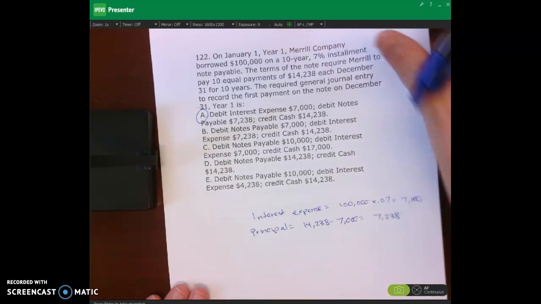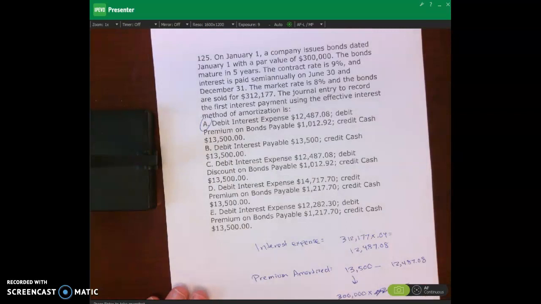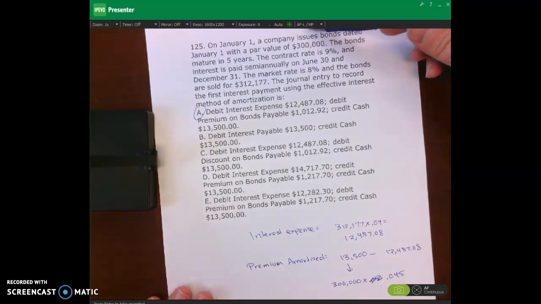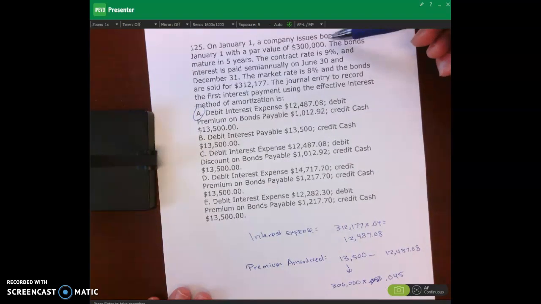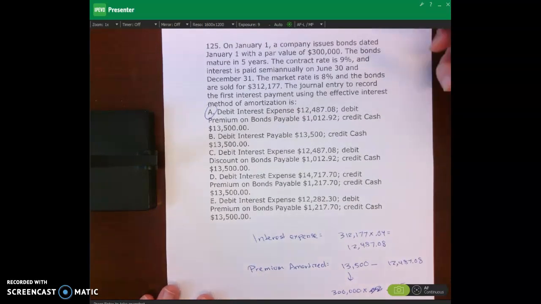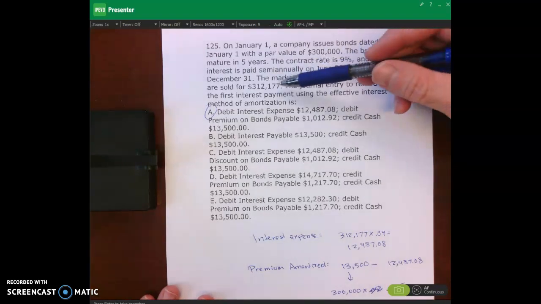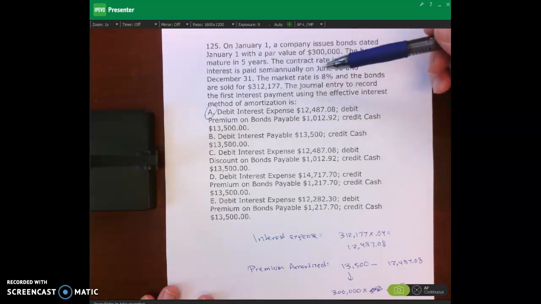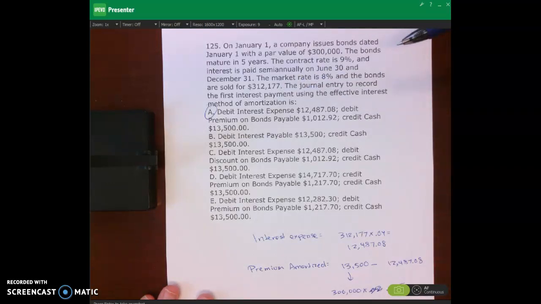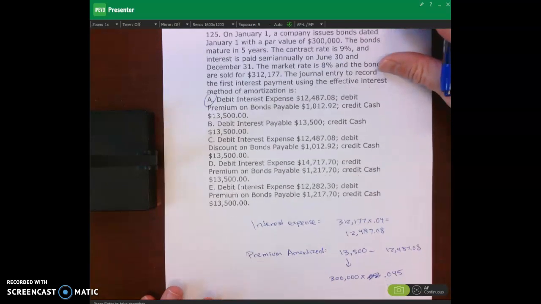Let's look at the last one, which deals with the effective rate. January 1st, a company issues bonds dated January 1st, the par value of $300,000. The bonds mature in 5 years. The contract rate is 9%. The interest is paid semi-annually. Market rate is 8%. Bonds are sold for $312,177. The journal entry to record the first interest payment using effective interest method would be what?